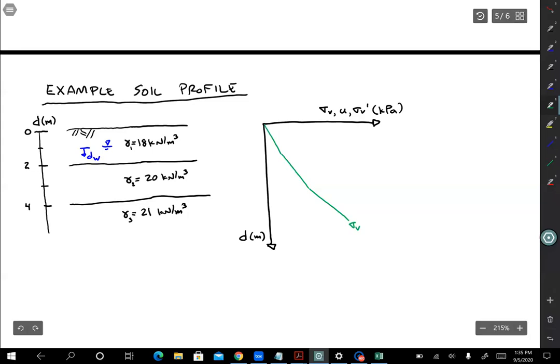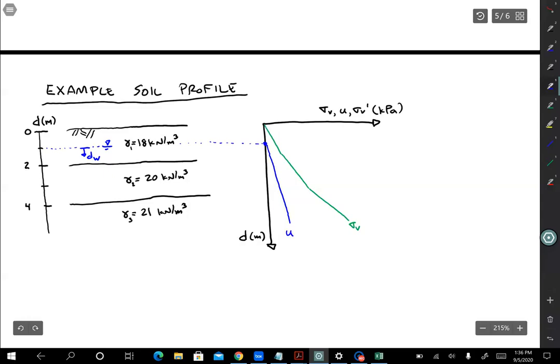Now for pore pressure, the water table here is at a depth of 1 meter, right? If we look here, that water surface is at 1 meter depth. So the pore pressure is going to be 0 until we get down to the water table. So the water line is going to start there, and then it's linear, and the slope of this line is going to be the unit weight of water, which is 9.81 kilonewtons per meter cubed. So roughly half the slope of the line segment there, right? That soil is twice as heavy as water. So anyway, we've now drawn what looks like our pore pressure.